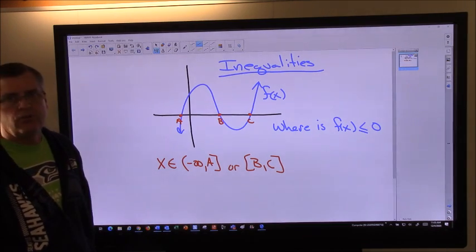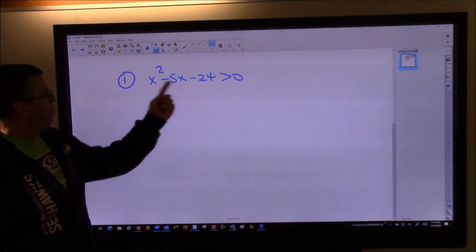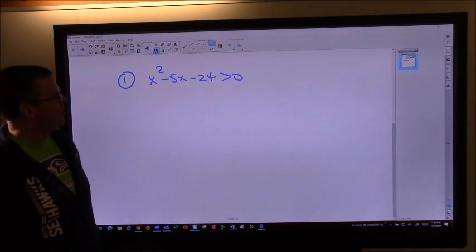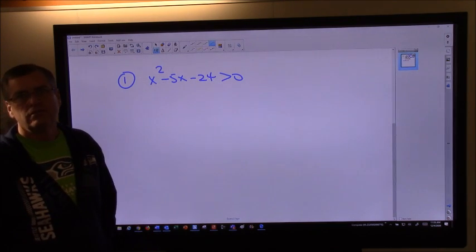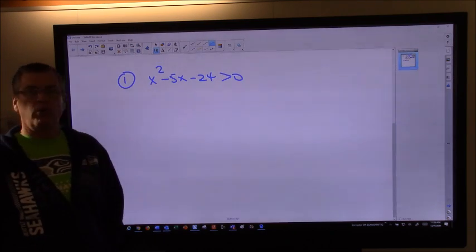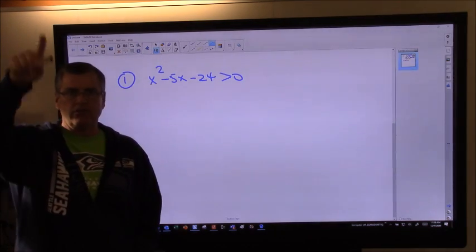Let's start with a sample problem. All right, so I've got a parabola, quadratic equation, and I want to know where is it equal to, or I'm sorry, where is it greater than 0? Okay, I want to know where is this thing greater than 0. So in other words, where is it above the x-axis?